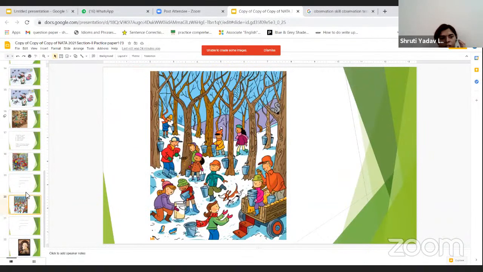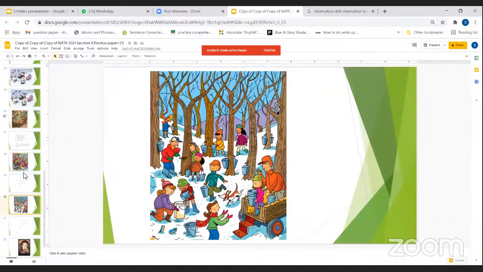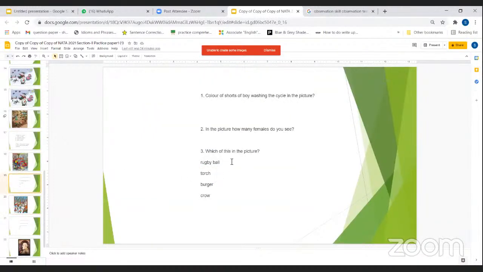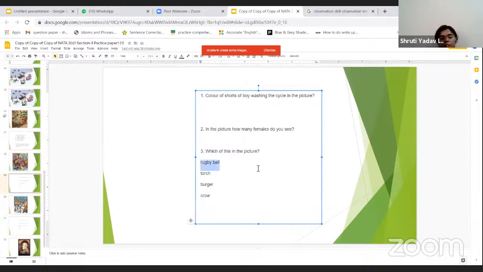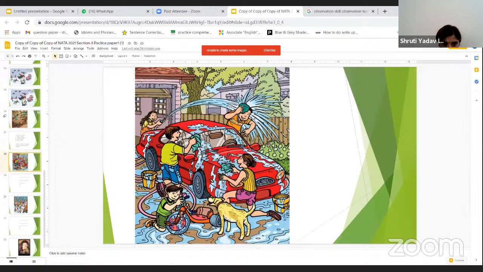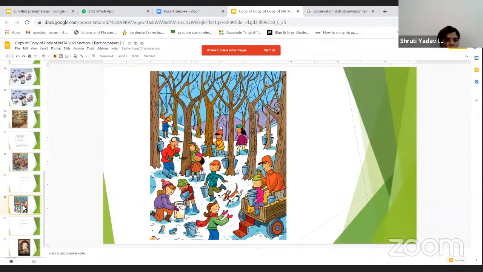If they had asked in the other question in the hidden objects, instead of rugby ball, if they had given ice cream cone, you should have been able to figure that out. But I didn't give that because it was the same colors, so you might not have been able to observe that. But yeah, it's good to observe even things like that because there can be questions like that. Okay, moving to the next question.